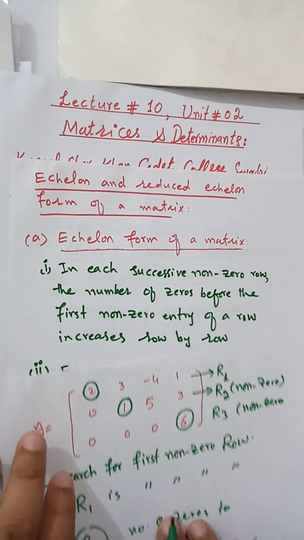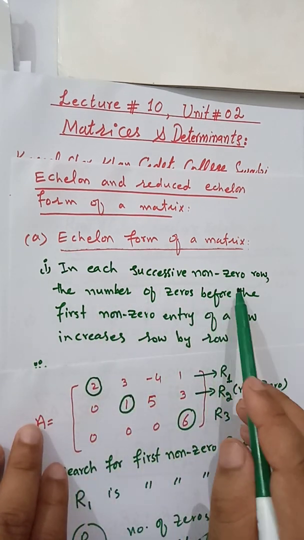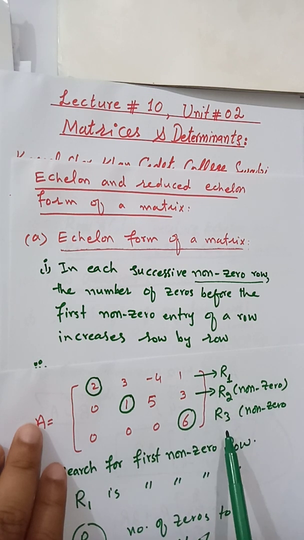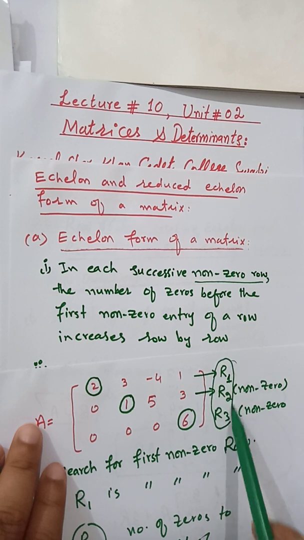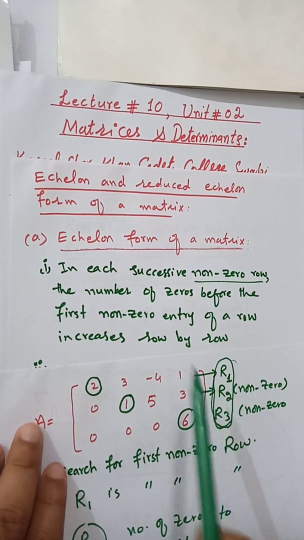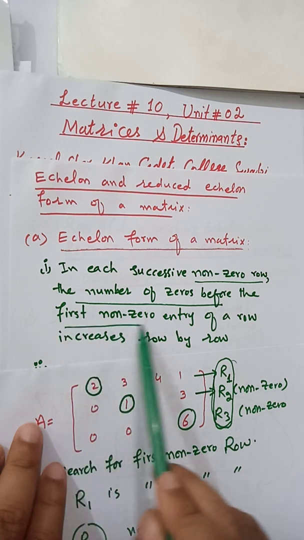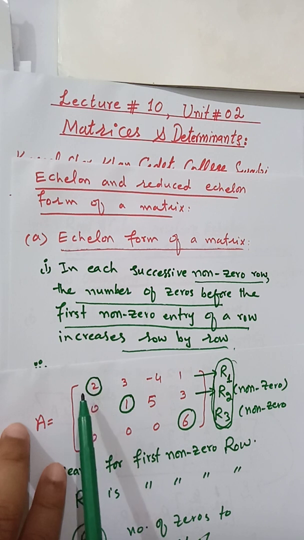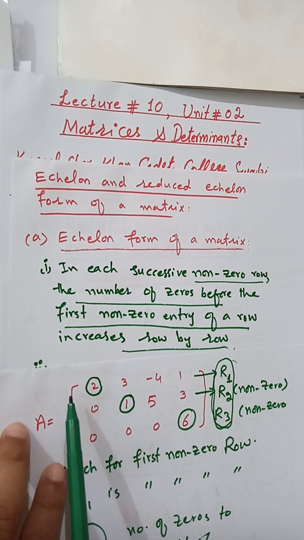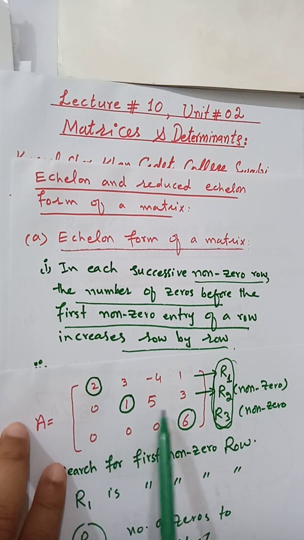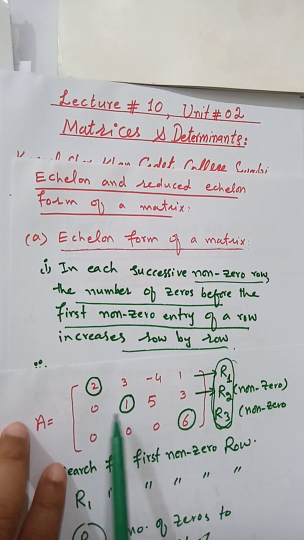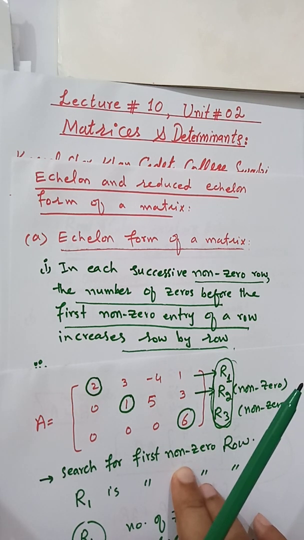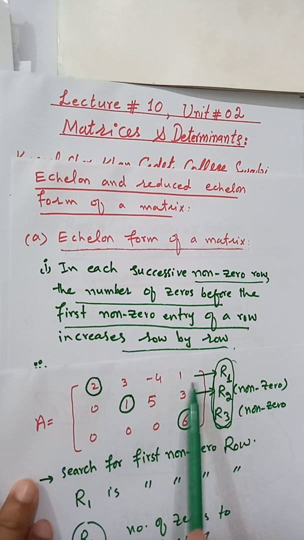So this means that in each successive non-zero row, so you see that after R1 there is R2, there is R3. So these are the successive rows. In these successive rows, the number of zeros before the first non-zero entry of a row increases row by row. So here before the first non-zero entry the number of zeros is 0, and after that in the second non-zero row the number of zeros before the first non-zero entry is more than in the first row.